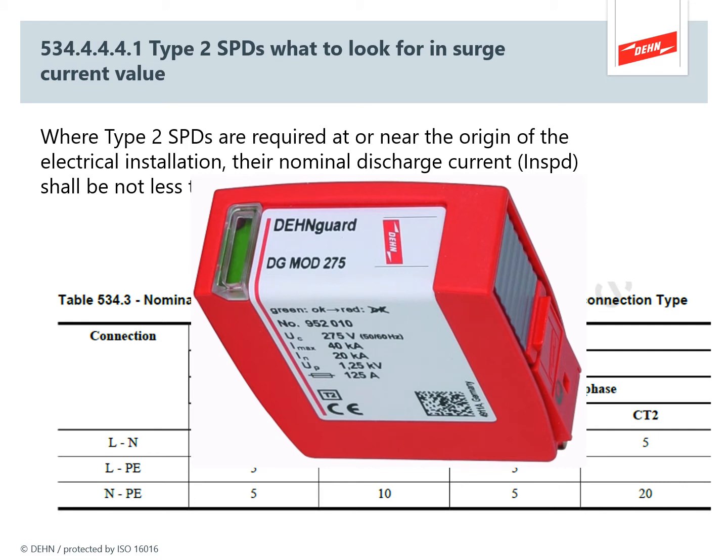So looking at the plug from a typical type 2, on the label here we can see that its IN is 20 kA, so that's easily more than the standard requires. Its maximum is 40 kA. It's got a low let-through voltage or UP of 1.25 kV, and bearing in mind the maximum allowed is 2.5, that gives you another 1.25 kV to play around with in volt drop. The fuse rating is 125 amps, and we can see the little square there with T2 in it, which is denoting that it is a type 2 device.